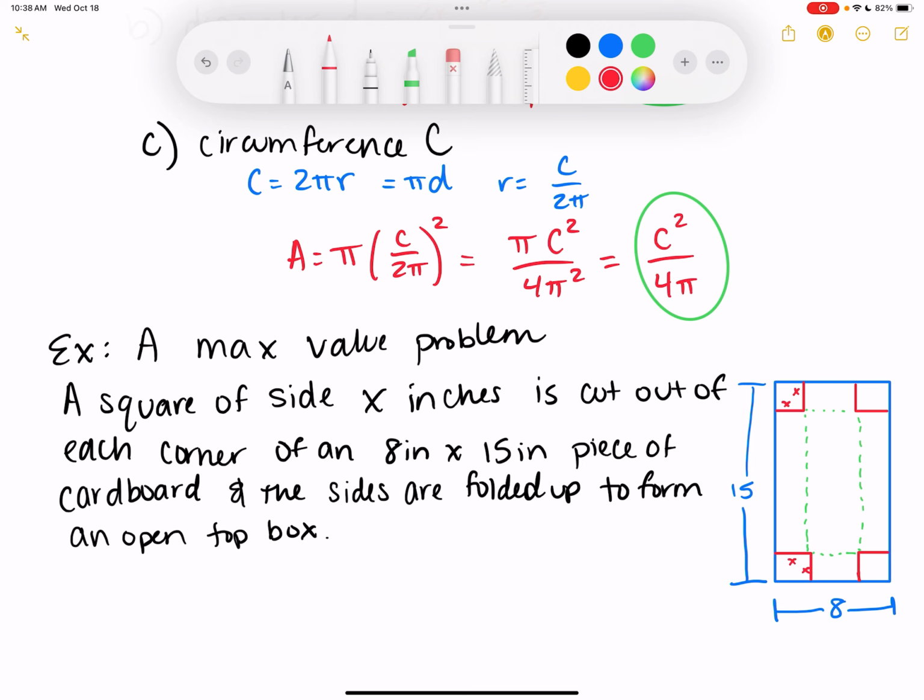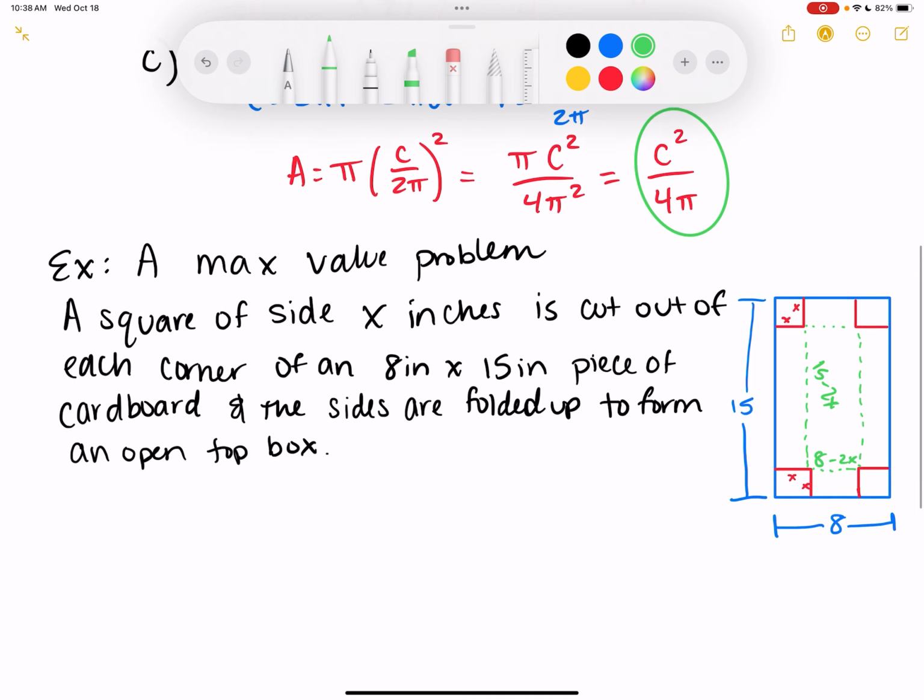Then what I know is that this dotted line here on this part was 8 inches, and I'm taking out x inches on both sides of it. So I'm taking out 2x. Or, sorry, that's what I'm going to be left with, is 8 minus 2x. And then this side is going to be 15 minus 2x for the same reason, because I'm cutting those squares out of the corner.